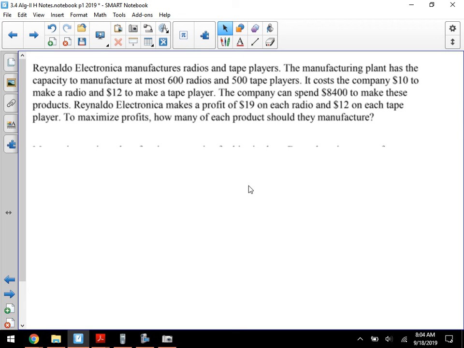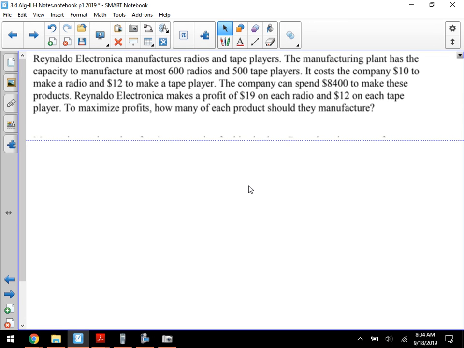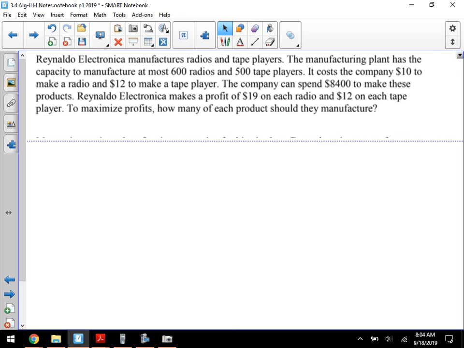You are manufacturing, ladies and gentlemen, radios and tape decks. Which one did they talk about first? Radios. So I'm going to call X my radio and Y my tape deck.